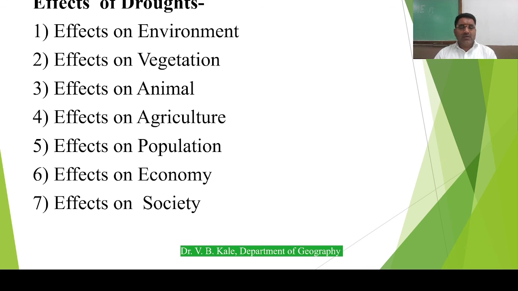Effect on society. Society gets affected due to the drought. Their mental satisfaction and mental balance get disturbed, and they have to migrate from one place to another, and due to that, an imbalance in society occurs. That is nothing but the effect of the droughts.